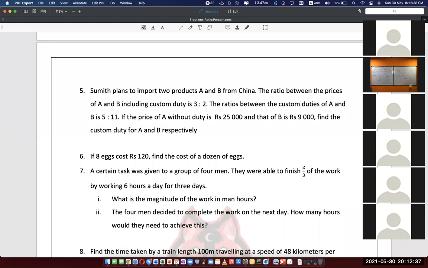One by 12. Are they asking to find the custom duty? Okay, Nisma, they are asking for the prices. I mean the custom duty values, right? It should be in rupees. Yeah, this is an important question. I'll give you some more time.